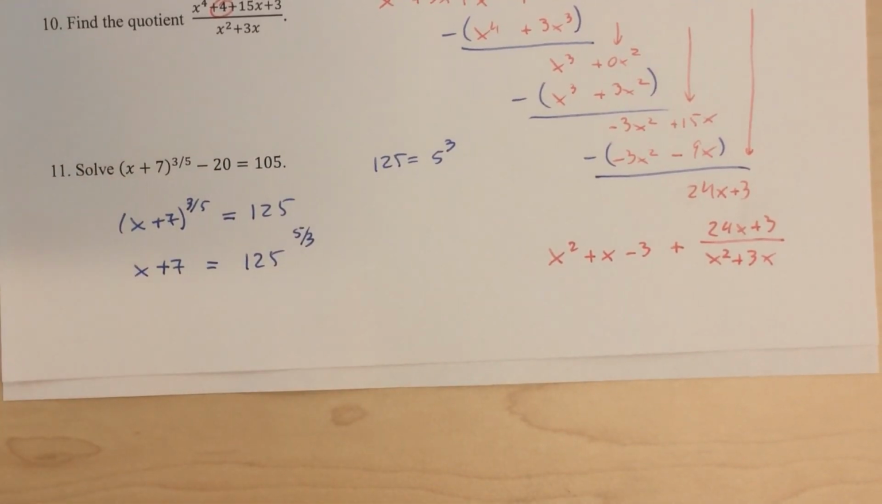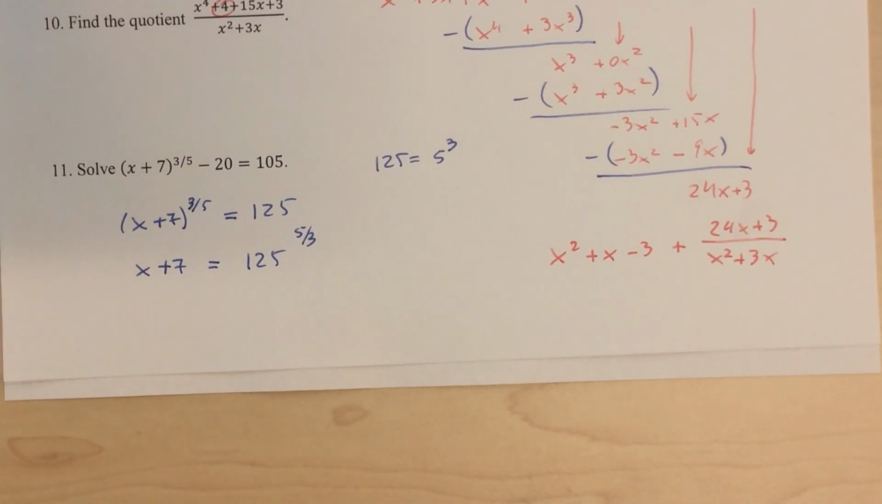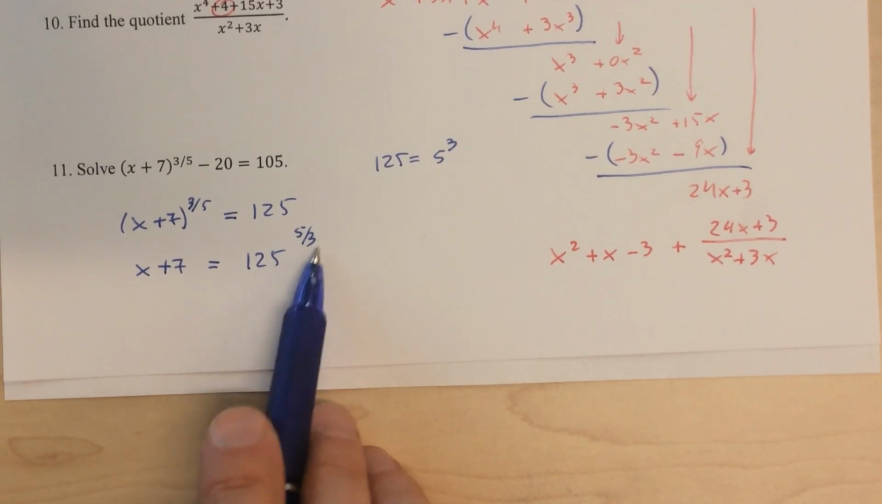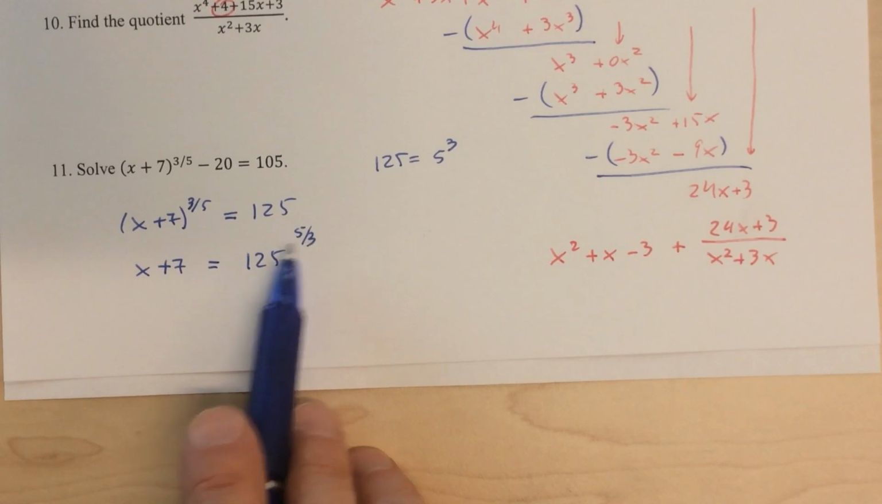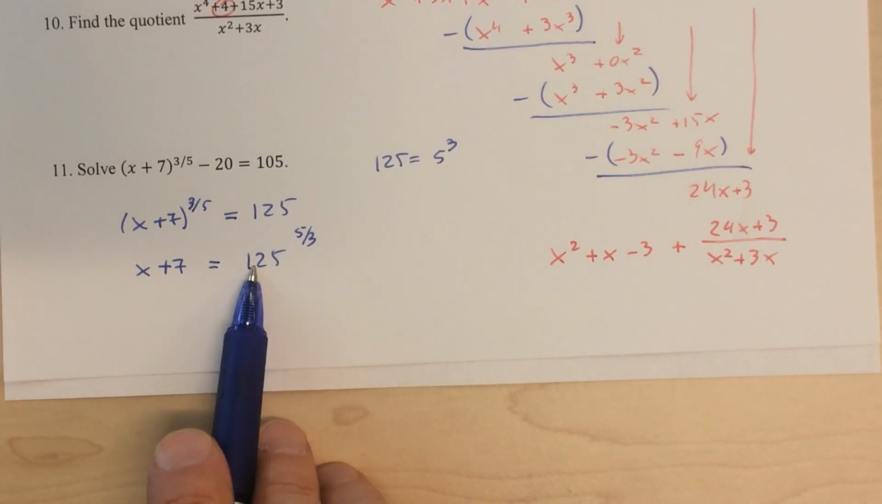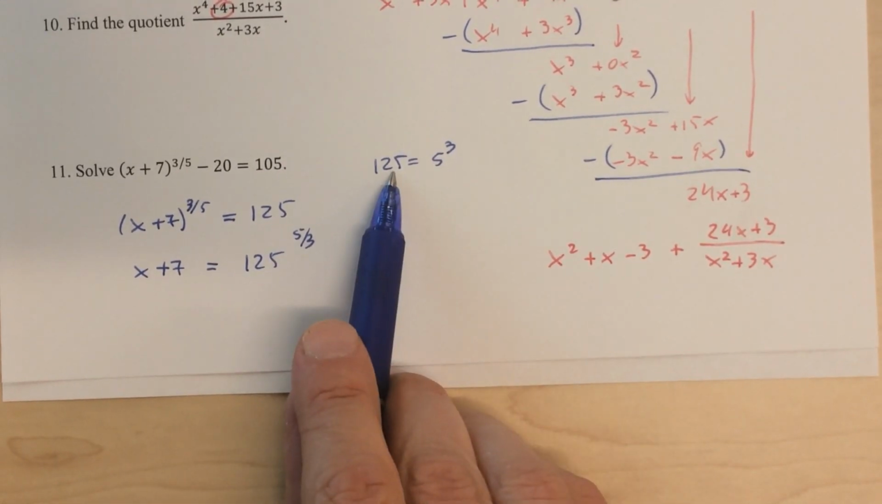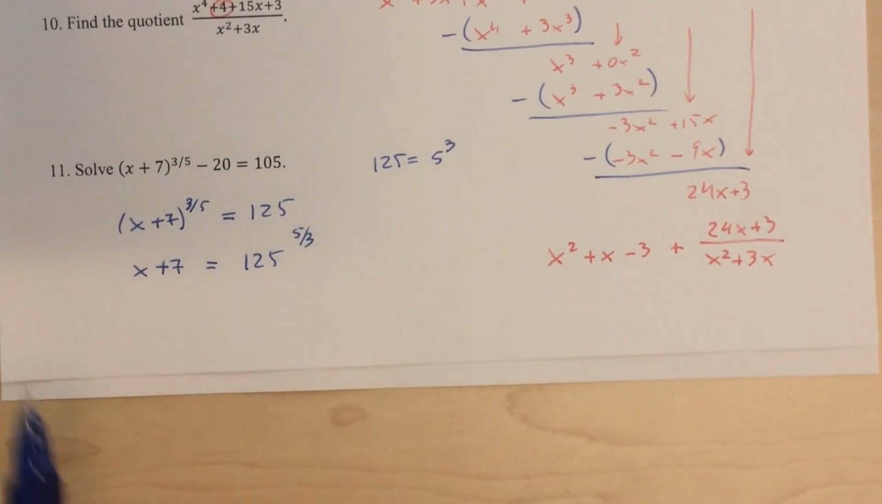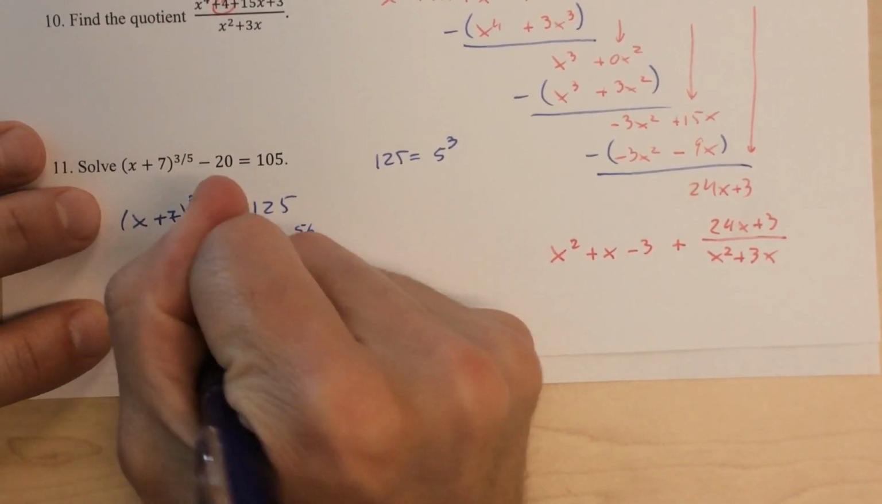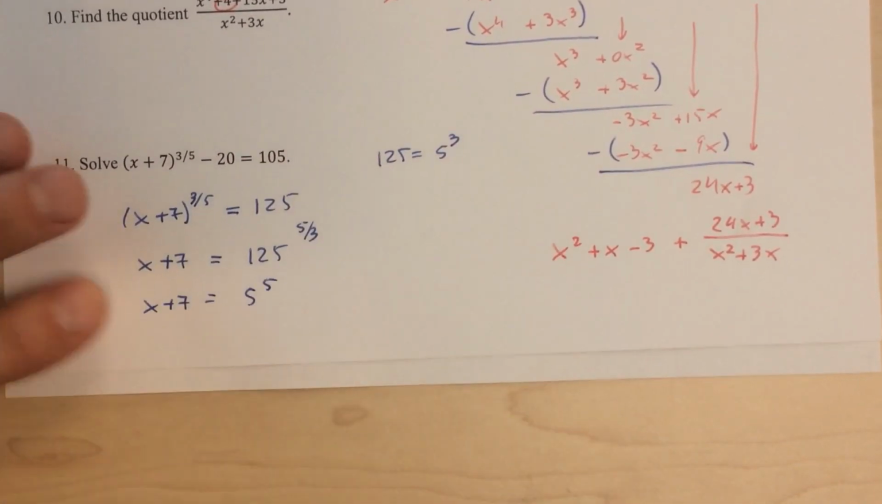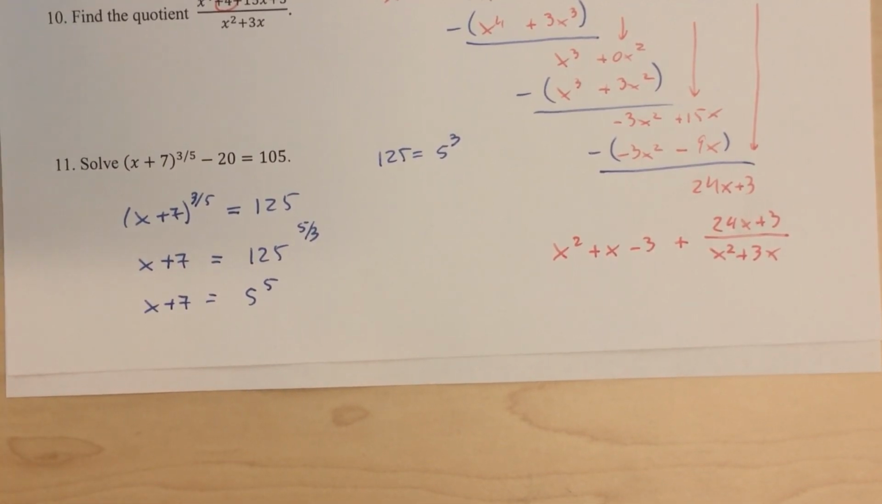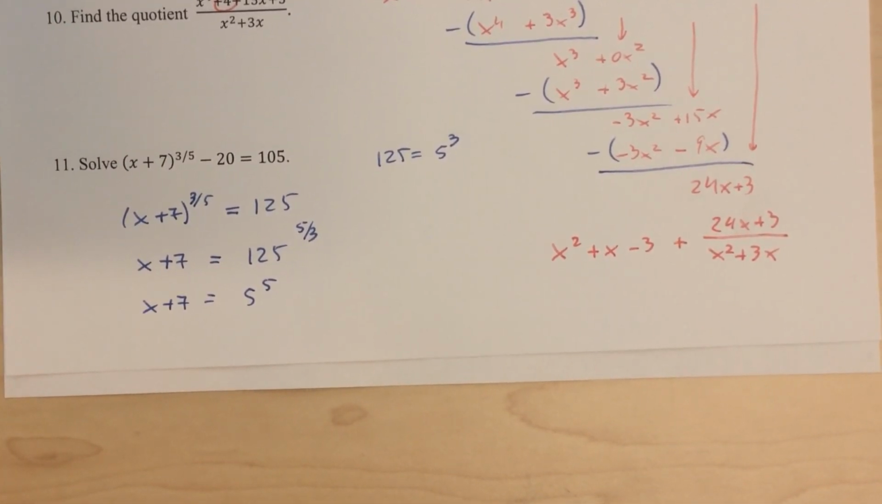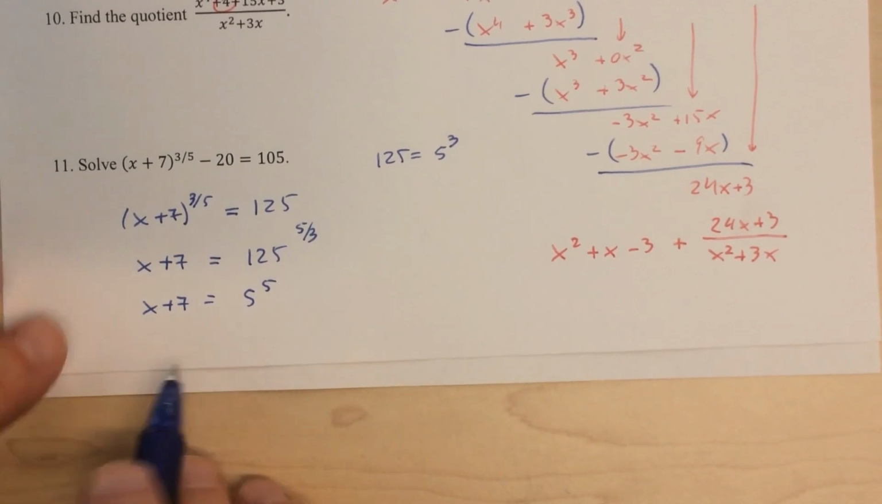Reciprocal, you get 5/3. Now, from the very beginning, remember that when you have a denominator in your exponent, that actually refers to a root, which means I want to take the cubic root of 125. And guess what the cubic root of 125 is? It's 5. So x plus 7 is actually just equal to 5 to the 5th power, which I'm realizing right now is a really large number. But that's what it is.